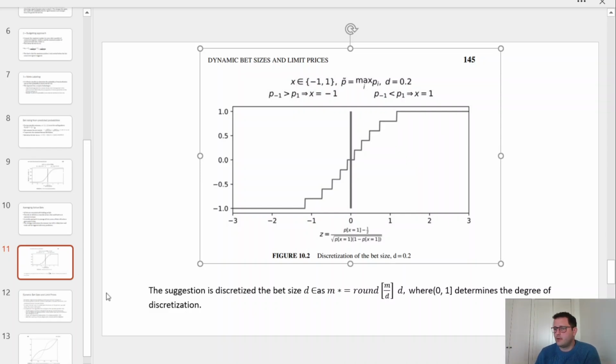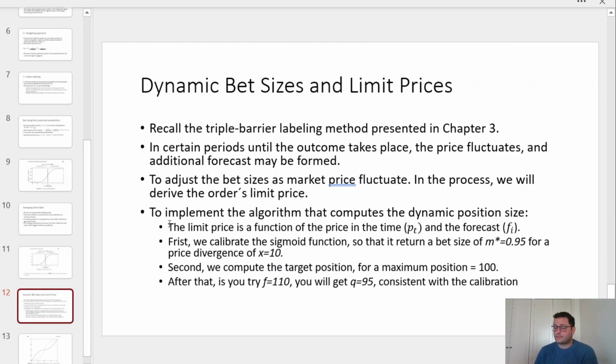So the chapter brings us another example of how we could solve this kind of overriding trades and so on. The point here is we should recall the triple barrier labeling method presented in chapter 3.